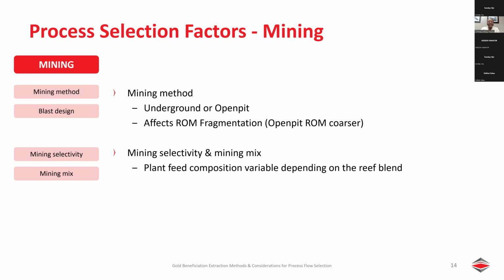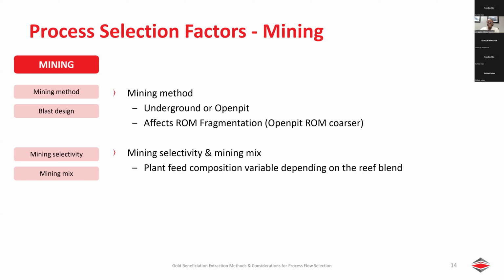Okay, then the mining factors. These include the mining method that you adopt, the blast design, the mining mix, and selectivity. So the mining method and blast design have an impact on the ore fragmentation that will be sent to the plant. That is basically your distribution of your coarse rocks and fine rocks that is then sent to the plant. And this will then influence the plant ore dressing options and the manner in which your comminution equipment is operated.